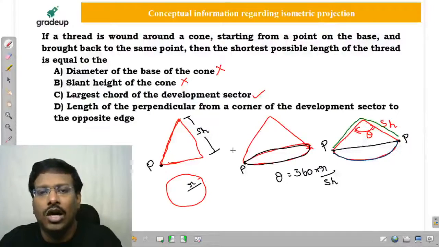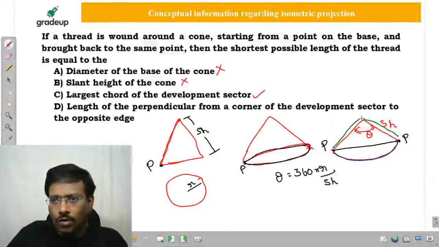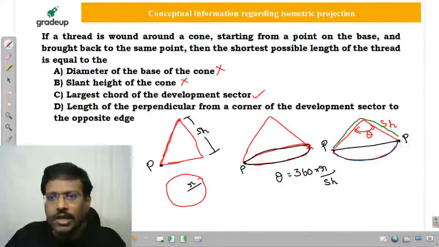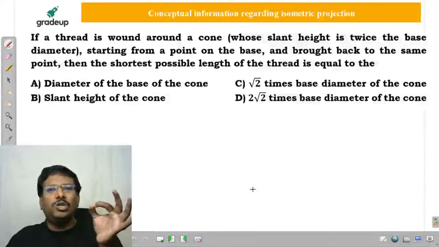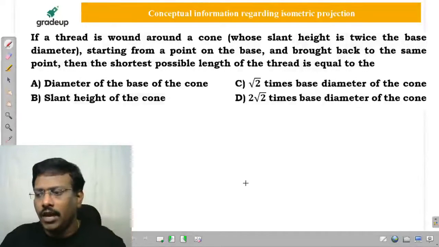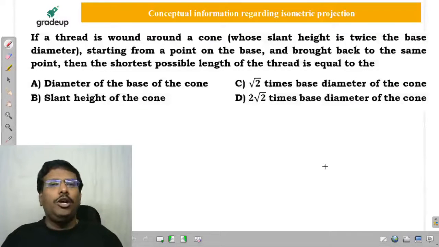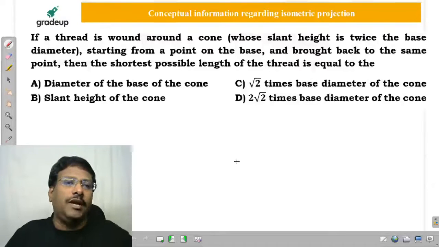No, this is also not correct. Is it clear? So we have to consider here perpendicular. So it is also not correct. So the option is C. Is it clear, my dear friends? Now this is also one of the beautiful questions I gave in the last class. Can you give what is the answer for this, my dear friends?